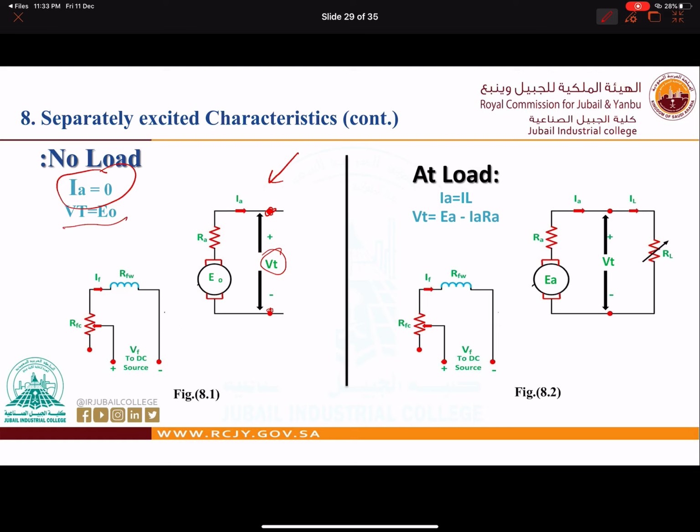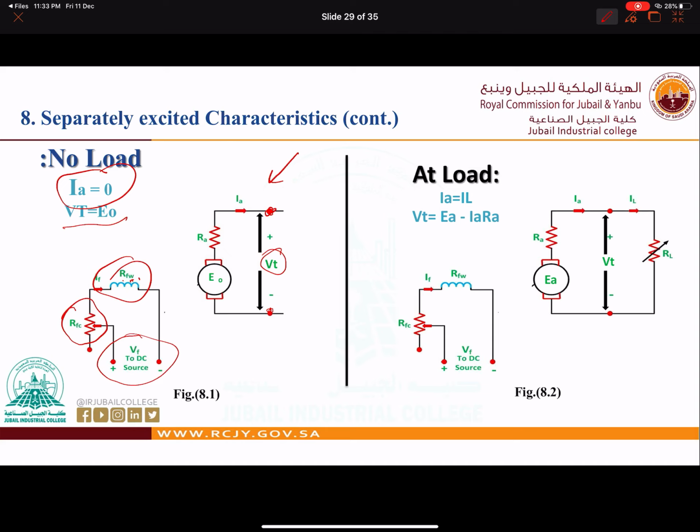And the field winding is sourced by a DC source, and this is the field winding, and this is the resistance of the field winding, and this is the rheostat, so we can change the current of the field.